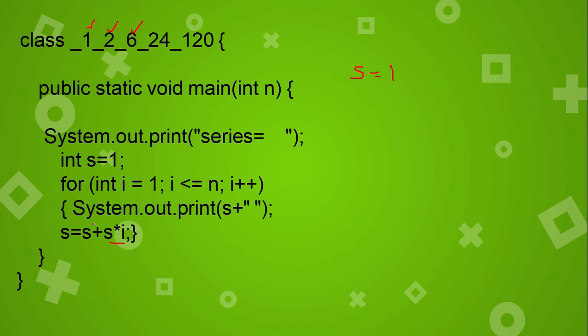Then system.out.println s. s means 24 will be printed. Again here calculation will be done. 24 into 4 plus 24. Then you will get 120. So this way it will calculate and print.